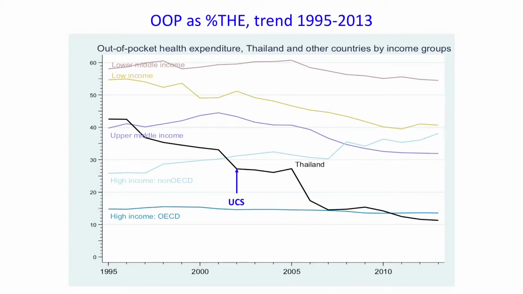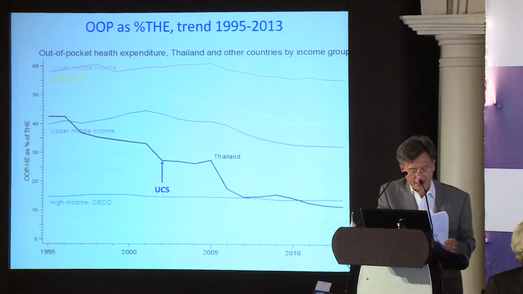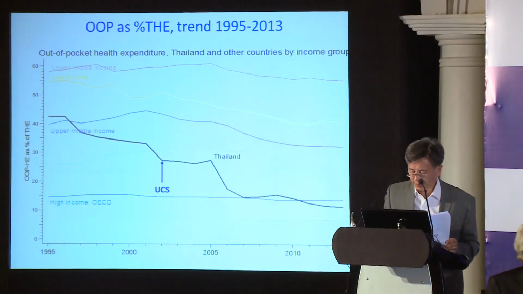Out-of-pocket payment as percent of total health expenditure. The trend between 1995 and 2013 from WDI or WHO National Health Accounts shows the OOP has substantially reduced from around 30% of THE in 2001 prior to UC to around 11.3%, or less than 12% of THE, in the most recent year in 2014. This is on par with high-income OECD peers.